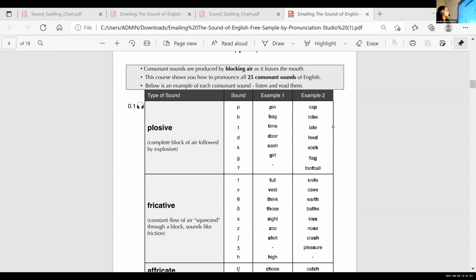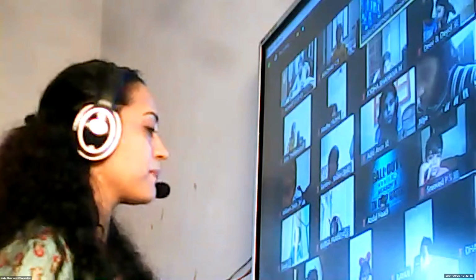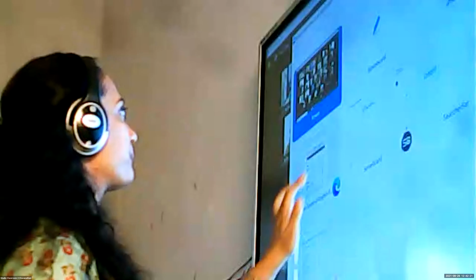So fricatives, it's a constant flow of air squeezed through a block. Sounds like a friction. So your fricative sounds are f, v, th, s, z, sh, j, and h. Okay, now we are going to look at the symbols of fricatives.